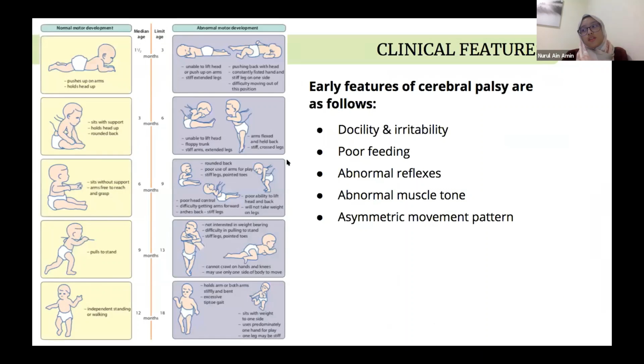Okay, next are the clinical features. So the clinical features for CP, usually it's how we do the developmental test in infants. So we usually can observe that from the docility and irritability. As you can see, they have abnormal motor development. So they can't lift their head or push their arms. They have poor feeding due to slow feeding, gagging, vomiting. They have abnormal reflexes, abnormal muscle tone, and also asymmetric movement pattern.